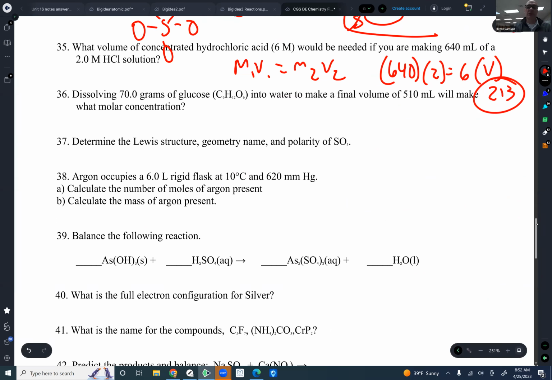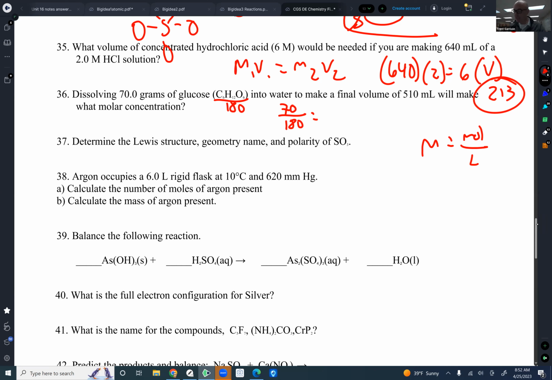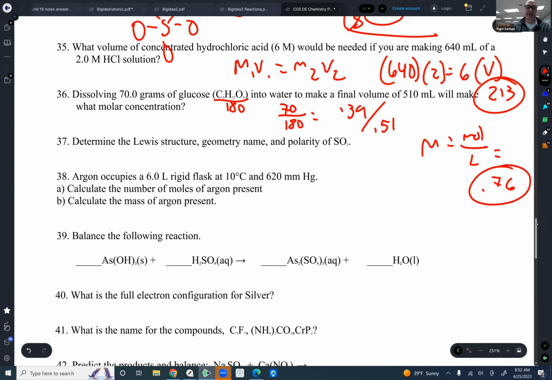All right, 70 grams of glucose, its weight is 180. So I'm going to take 70 divided by 180 to turn this into moles. And then we're going to figure out molarity as moles over liters. So 70 divided by 180 is 0.39, divided by 0.51 because we need this to be in liters. So my final molarity is 0.76.